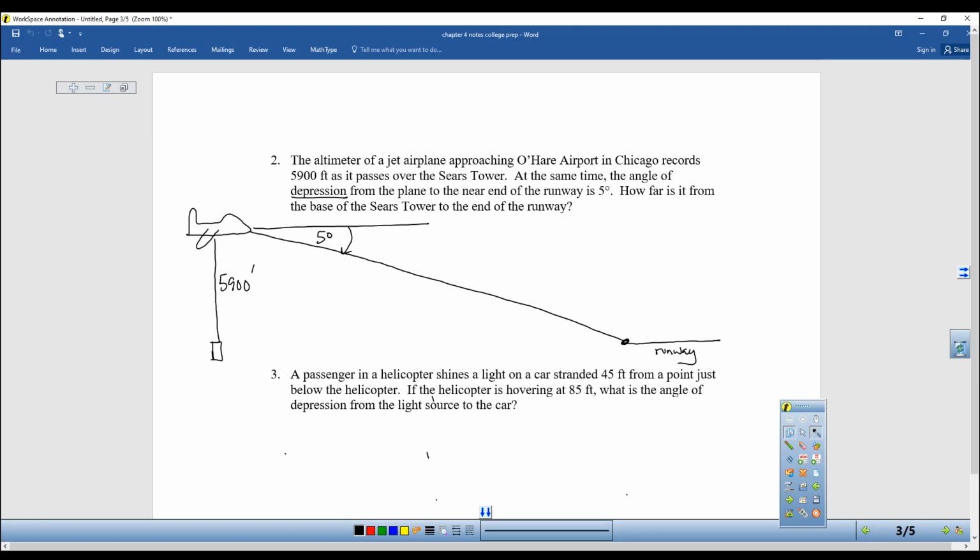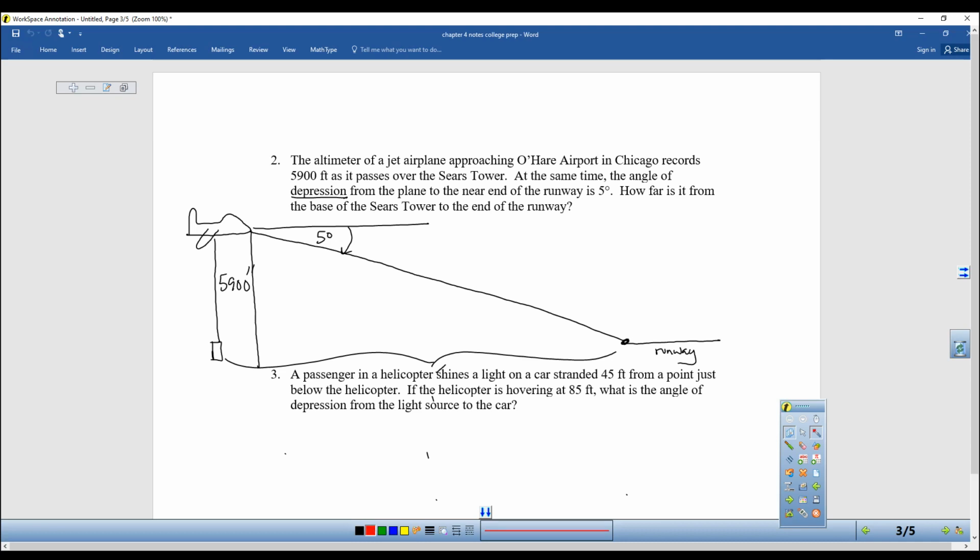How far is it from the base of the Sears Tower to the runway? So we're trying to measure this distance right here. It will be a little easier if I just, obviously this is not as big as it looks, but just to make my triangle complete, I'm going to put the 5,900 feet right there. So here's the funny thing. This 5,900 feet is not in my triangle. I need a complete triangle.